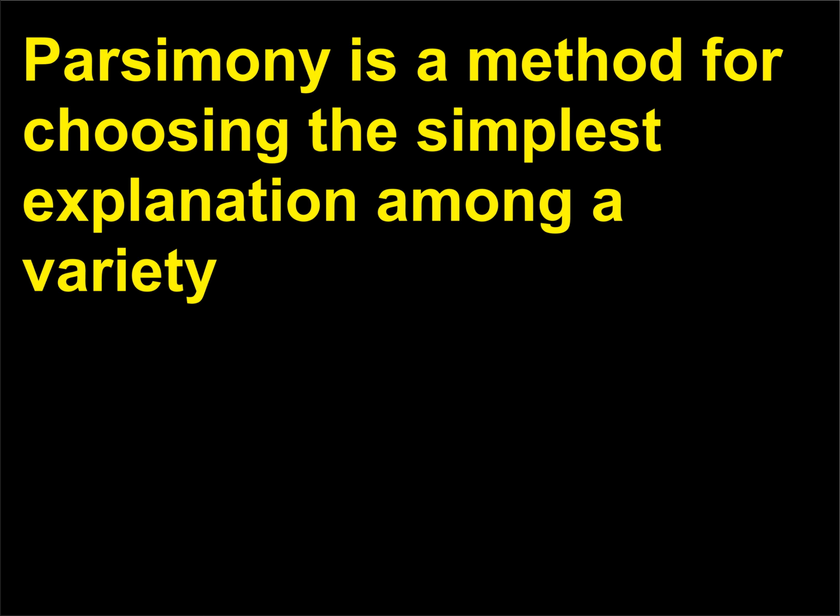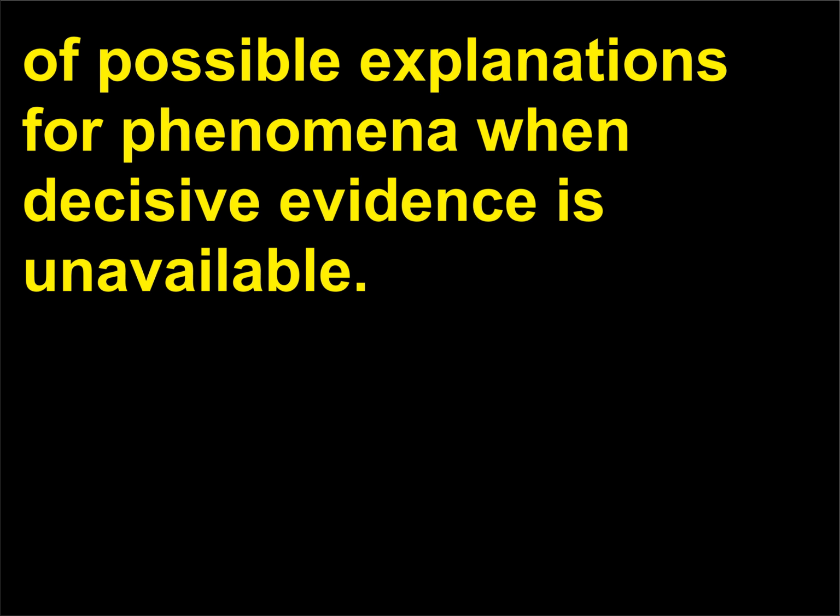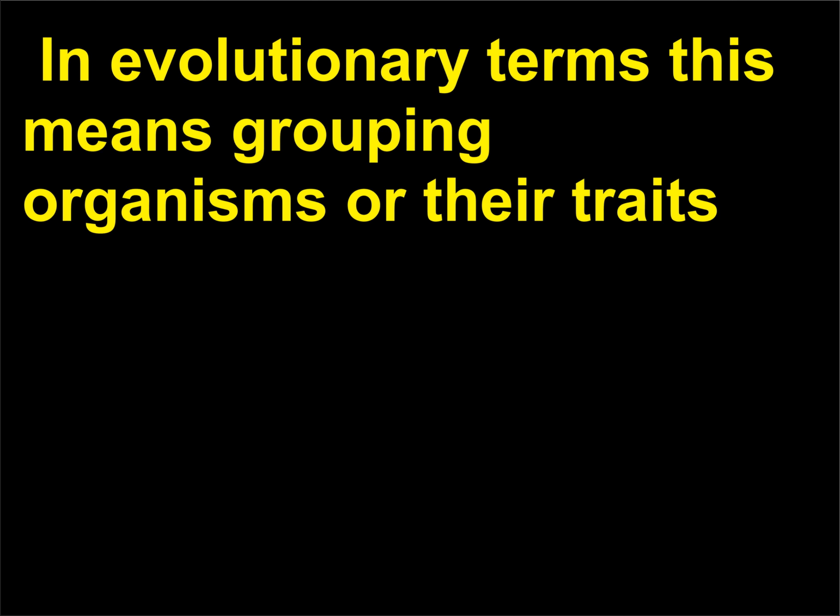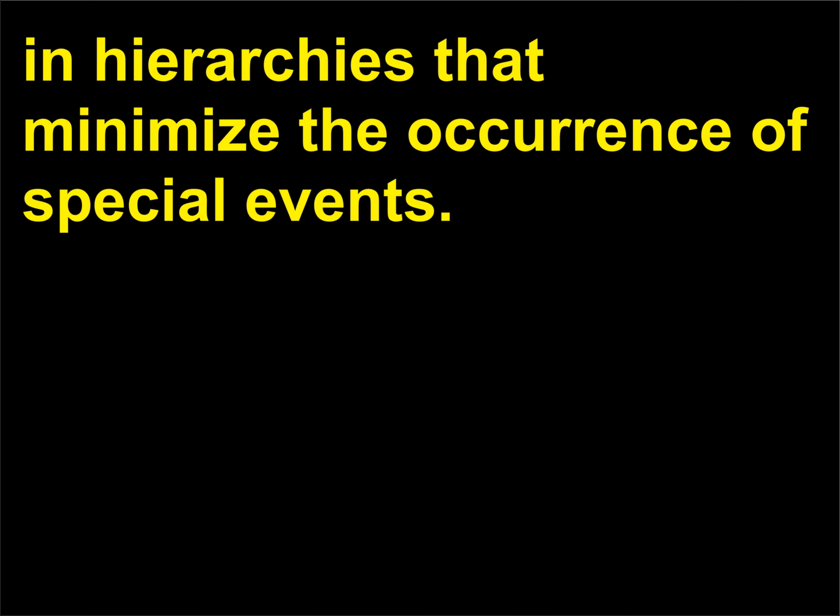Parsimony is a method for choosing the simplest explanation among a variety of possible explanations for phenomena when decisive evidence is unavailable. In evolutionary terms, this means grouping organisms or their traits in hierarchies that minimize the occurrence of special events.